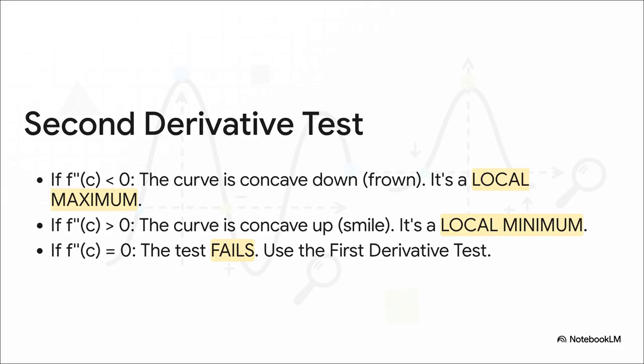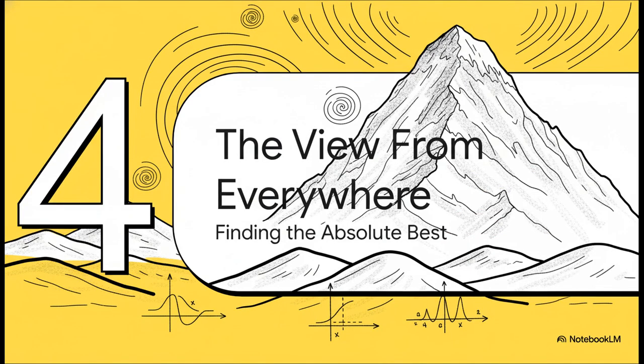If the second derivative is negative, the curve is concave down, kind of like a frown. Well, where's the highest point on a frown? Right at the top. So you found a local maximum. If it's positive, the curve is concave up, like a smile. And the lowest point is right at the bottom. Boom, local minimum. On a timed test, this can be an absolute lifesaver, way faster than checking a bunch of intervals.